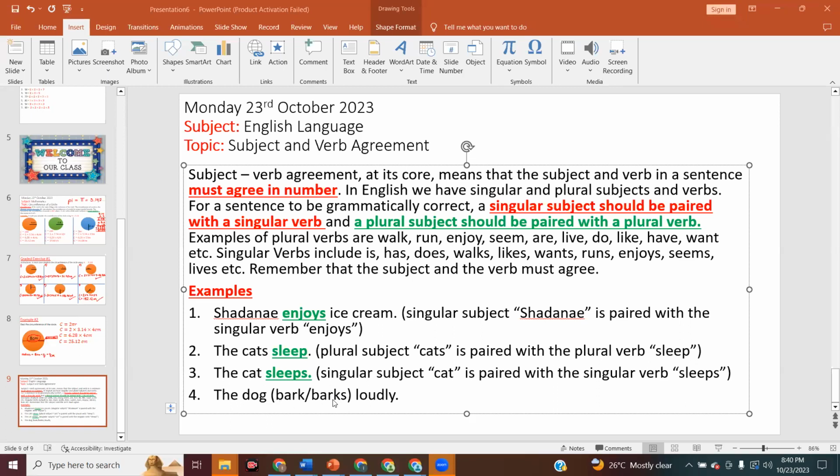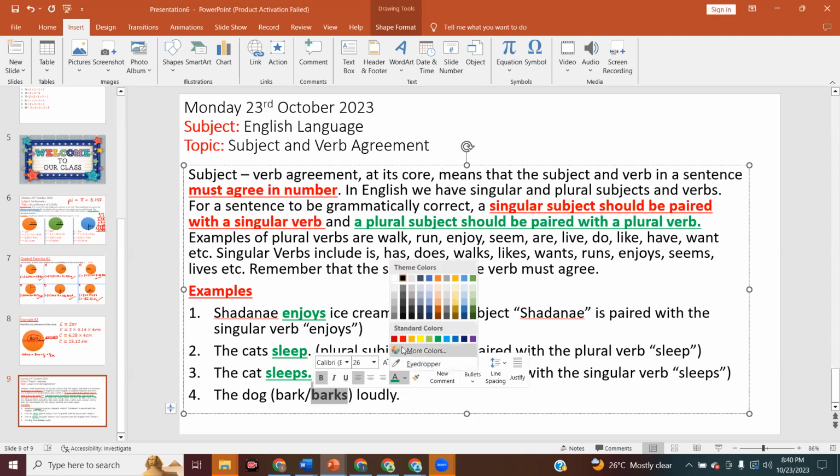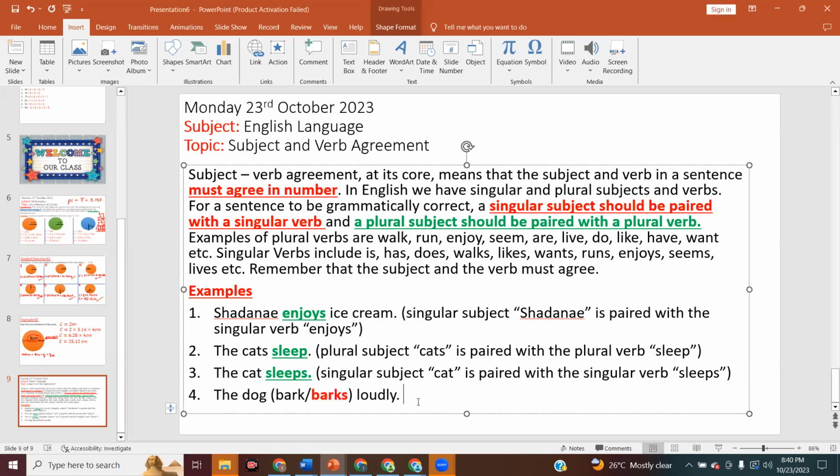So the dog barks loudly. The dog barks loudly. All right. Barks loudly. So the answer is going to be here. Easy peasy. Barks. Why barks? Because we're dealing with a singular subject. We need a singular verb.